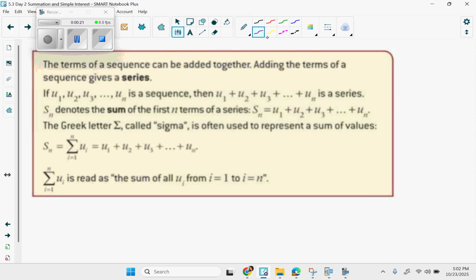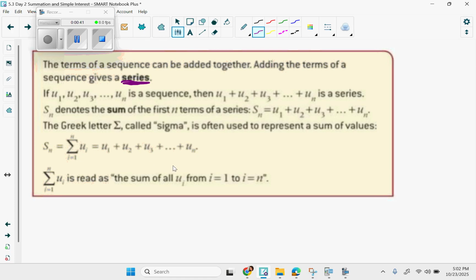So basically in your first day, we talked about a sequence. That is just like you have a number and then you have your second term, third term, and so on. But when you add these terms, it creates what we call a series. So that's the difference between series and sequences. One, you just list out the numbers. The other one, you would add them together.